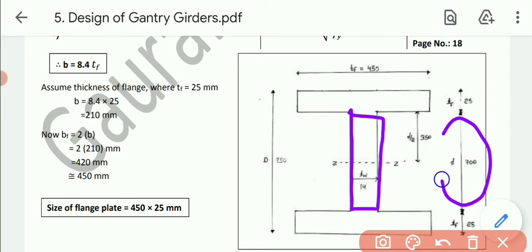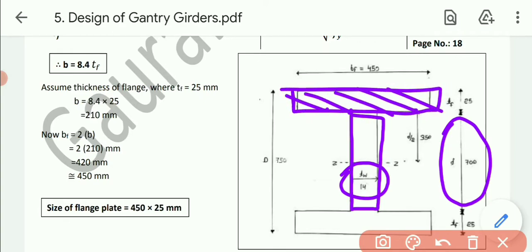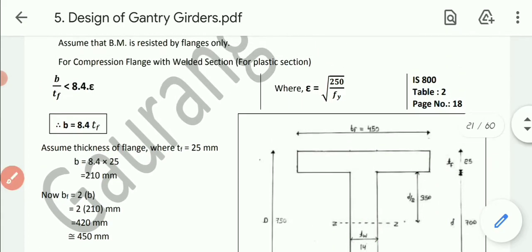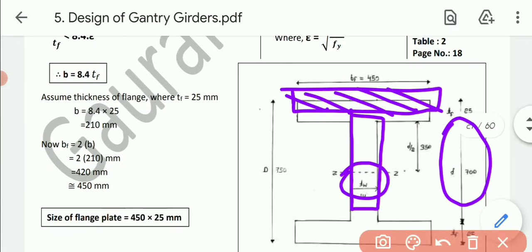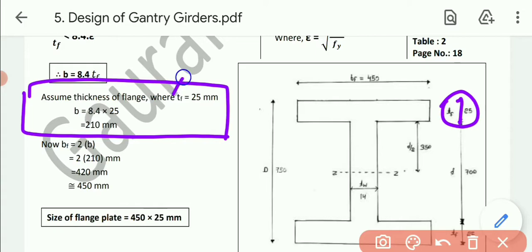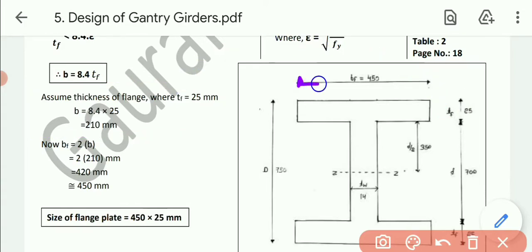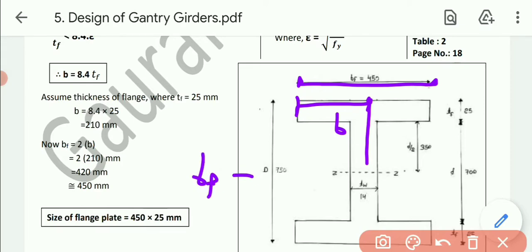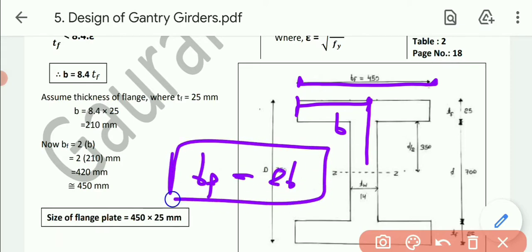We have already got this data: this depth is 700 and this one is 40. Now we need to design this flange. For that, there is an assumption parameter. Assume the thickness of flange t_f as 25 mm. Then this is our b_f, the width of flange. From the center, it is always b. So I can say b_f equals twice b. I can use this criteria.